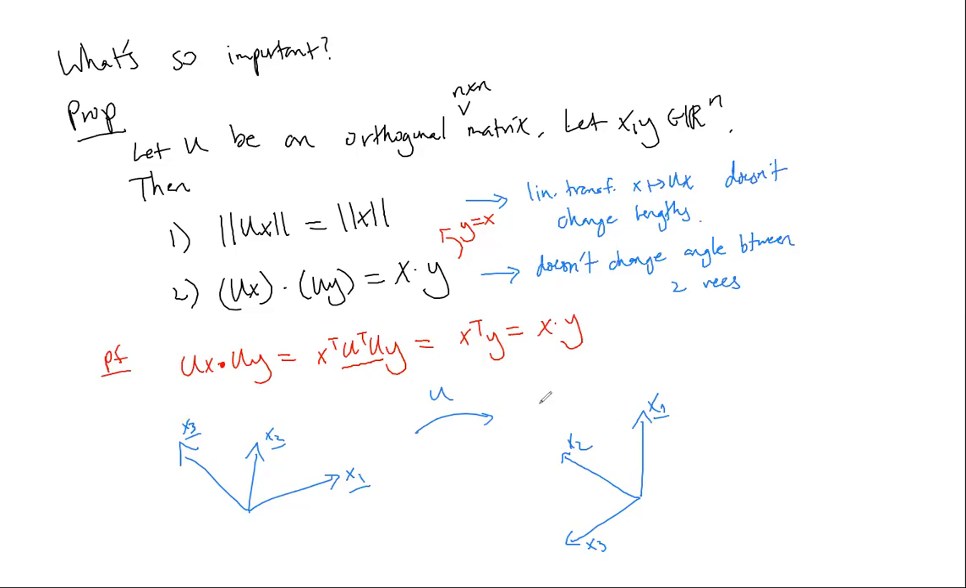Instead of just rotating, it could maybe reflect a vector, as long as the angles are still the same. So it could rotate or, as a bad drawing of a reflection, reflect.